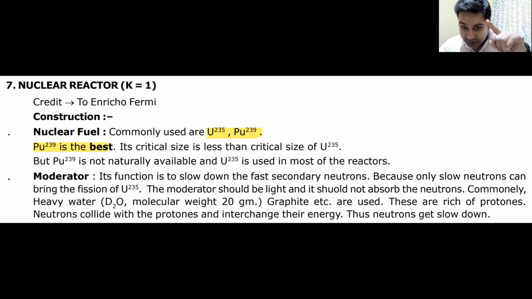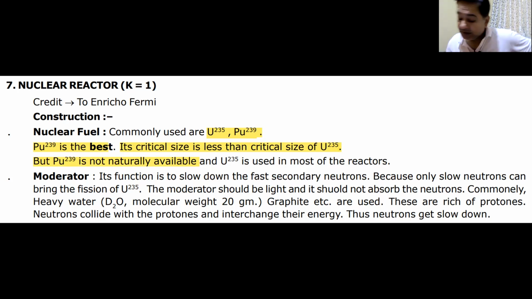Why is it the best? Information-based question. Must know this. Its critical size is less than the critical size of U-235, so I can have a smaller block of Pu. What is Pu? Plutonium, Pu-239. I can have a smaller block because the critical size is less, but it is not naturally available. It is artificial.